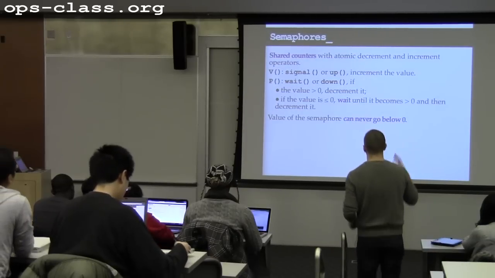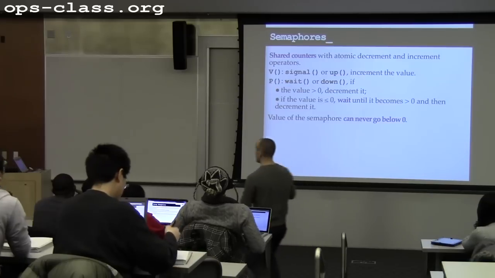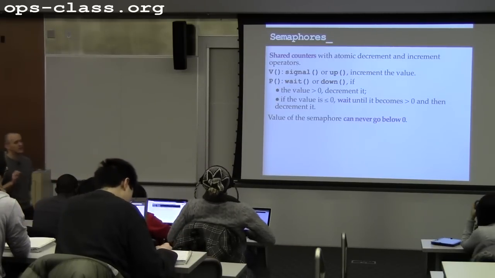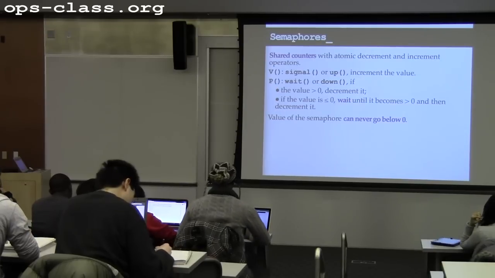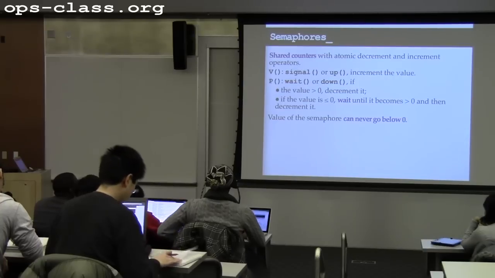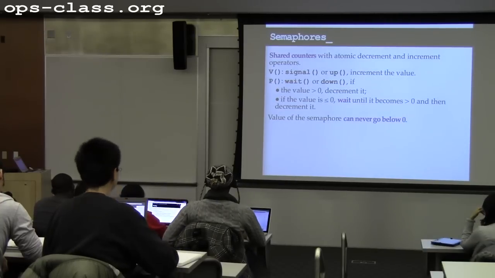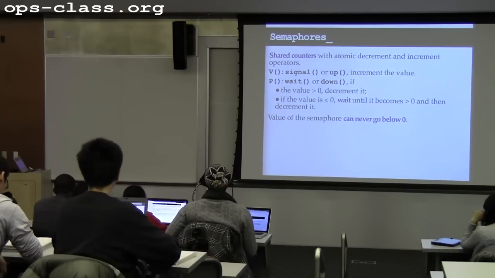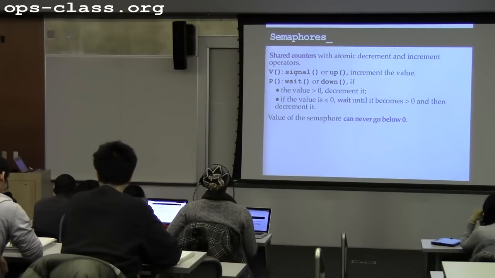So semaphores can essentially be thought of as shared counters with atomic decrement and increment operators. The semantics of the shared counter are that if I try to drop the value below 0, I will wait until that operation can continue without dropping the value below 0. So the values don't go below 0. That's just how semaphores were originally constructed, right?